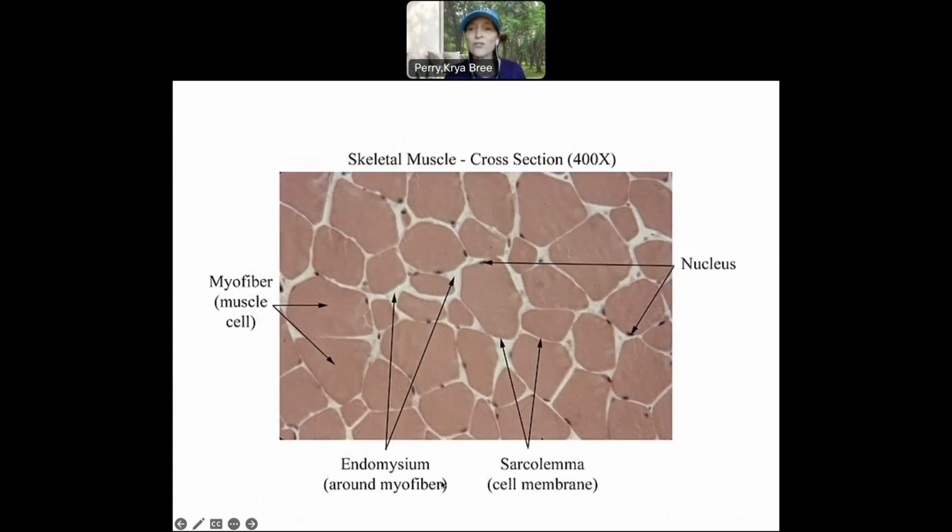So it's a good idea just to get used to these terms now anyway, because they're coming. So it will really help you once we get to the muscular system. So again, another zoomed in cross section here at 400 times magnification. You can see here's these myofibers or muscle cells, individual muscle cells surrounded by the endomysium. And then we have, again, many of these peripheral nuclei for each of the cells.